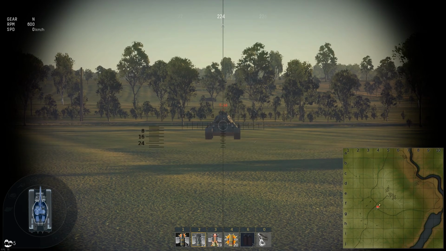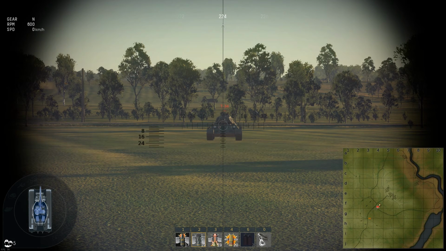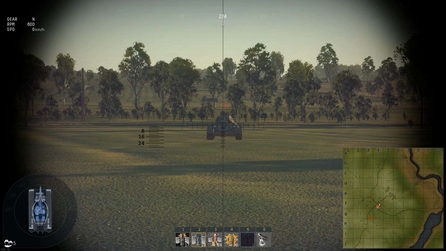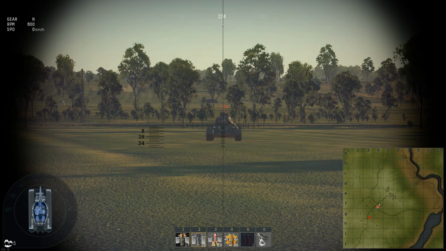basically you're going to aim wherever the numbers correspond to what you found as the range. So we found the range to be 100. That's going to be in between the big line and the first tick, about halfway in between. So that's where we're going to aim to shoot this tank.